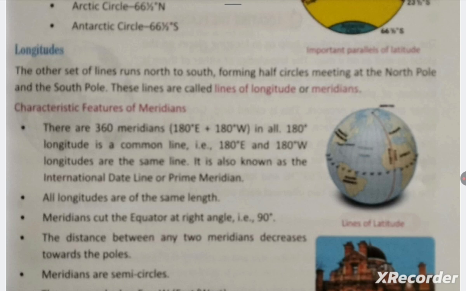Characteristic features of meridians. There are 360 meridians, 180 degree east plus 180 degree west in all. 180 degree longitude is a common line. It means 180 degree east and 180 degree west longitudes are the same line. It is also known as the International Date Line.